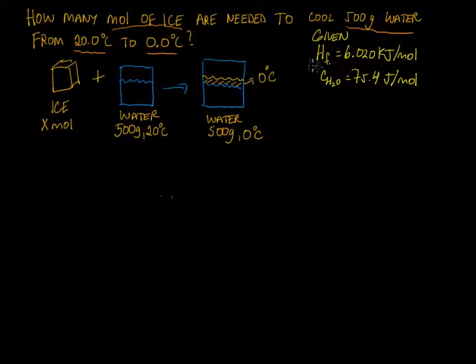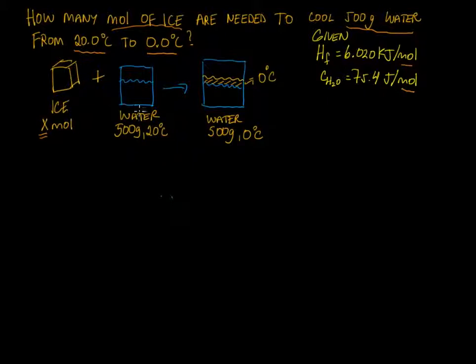So we're also given the information over here in yellow. The heat of fusion is 6.020 kilojoules per mole, and the heat capacity is given to us in joules per mole. I sketched a little picture to help us understand the problem. We have a certain amount of ice, and I gave that variable x. That's being added to 500 grams of water at about room temperature.